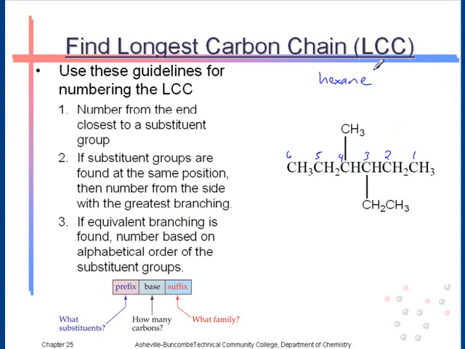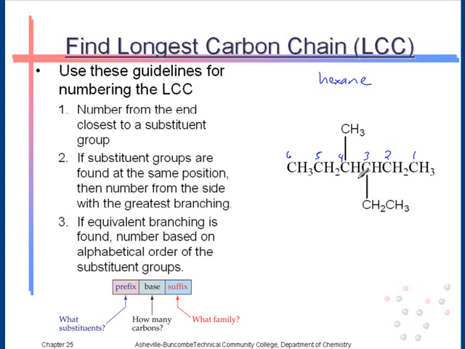Why did I number it from that end? Well, the first two rules. Actually, let's just look at the second rule. One, two, three in from either side, I come to a substituent group at the number 3 position. Again, if I had numbered from here, one, two, three, that carbon has a substituent group. So that rule doesn't work because there's a single branch at each point.